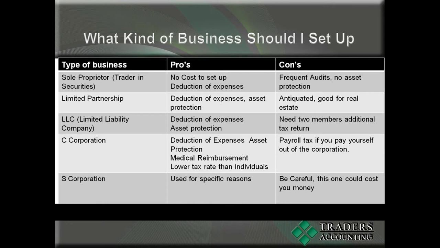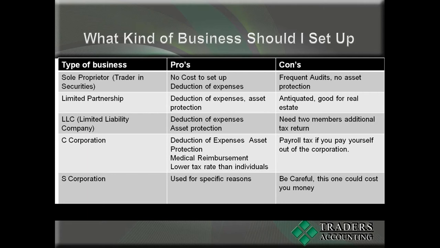You can deduct your expenses. You've got asset protection, but you've got to remember, please, folks, listen. If you set up an LLC in any state, you've got to have two members. Now, that's not the IRS rules. That's Jim's rules. Because with two members, you set up a partnership, and that's how you're taxed. If you only have one member, the IRS considers it to be a disregarded entity, and you flop back to that sole proprietor. And now you're subject to all of those audits and everything else.